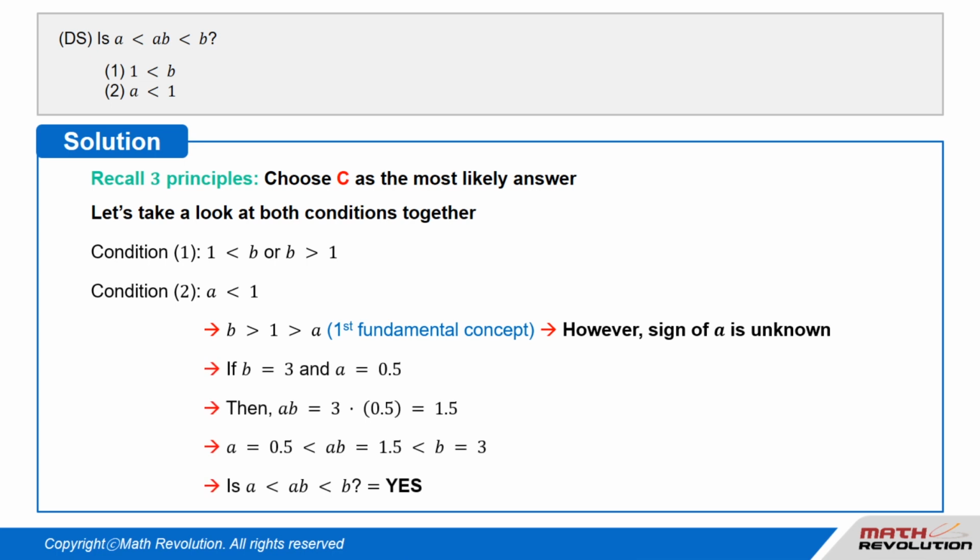If B equals 3 and A equals 0.5, then A times B equals 3 times 0.5 equals 1.5, and hence A equals 0.5 is smaller than A times B, which is equal to 1.5, which is smaller than B, which equals 3. Thus, the answer to the question, is A smaller than A times B, which is smaller than B, is yes.